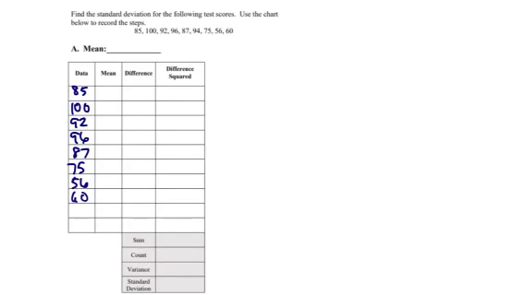I'm just going to go ahead and plug them all in, and there were 1, 2, 3, 4, 5, 6, 7, 8 numbers. And I got my mean as 81.375. And you're welcome to round that to 81.4 or 81.38. Again, since it's got some decimals, I would leave some decimals in there at some point. All right, so that's my mean.